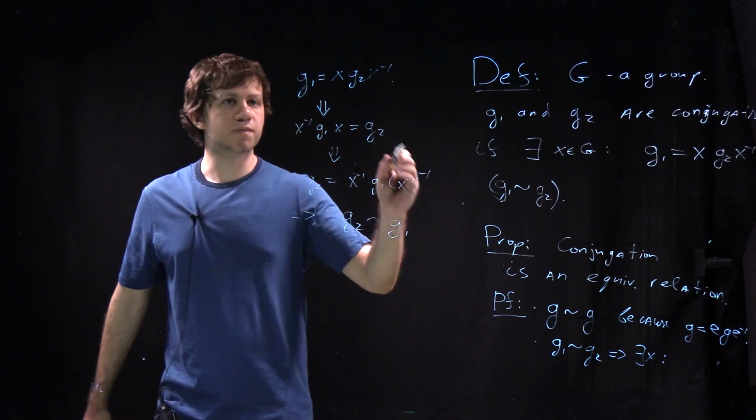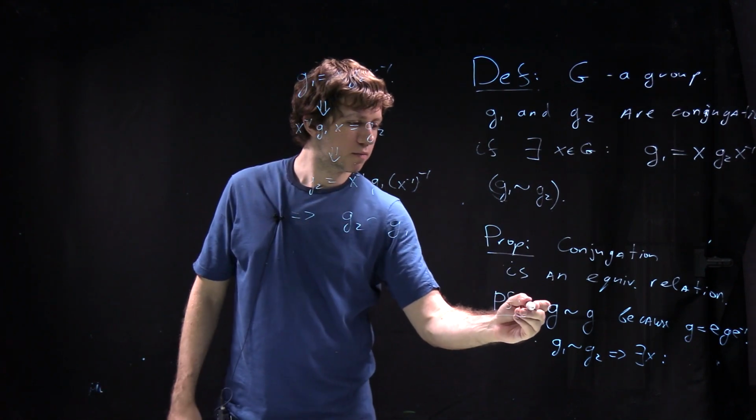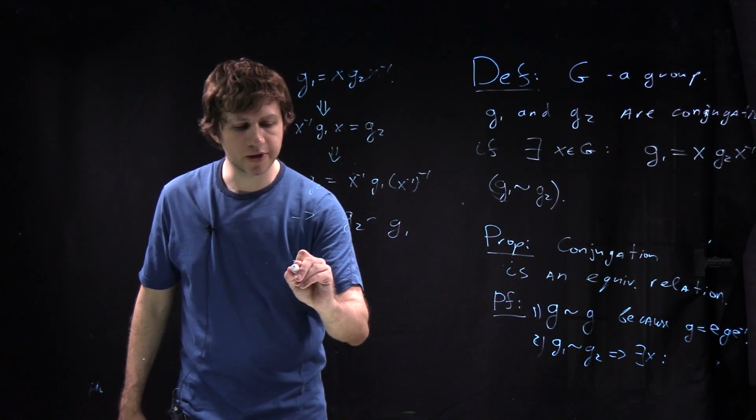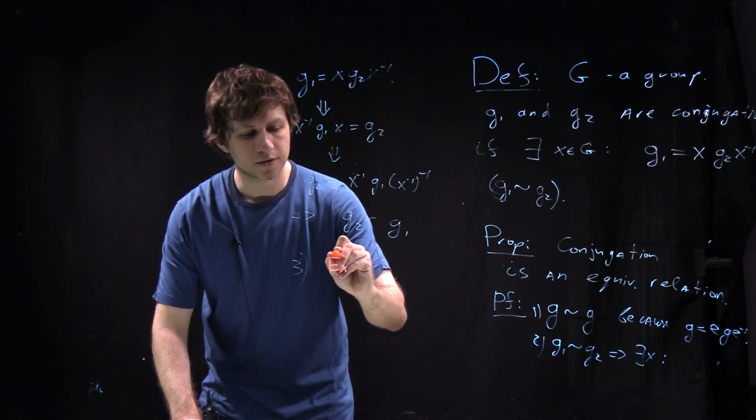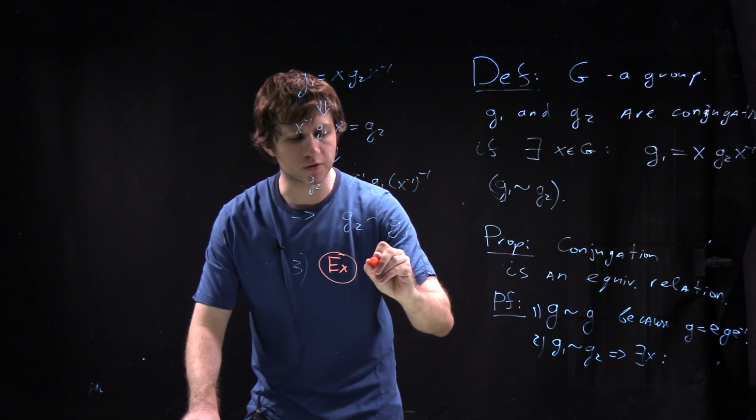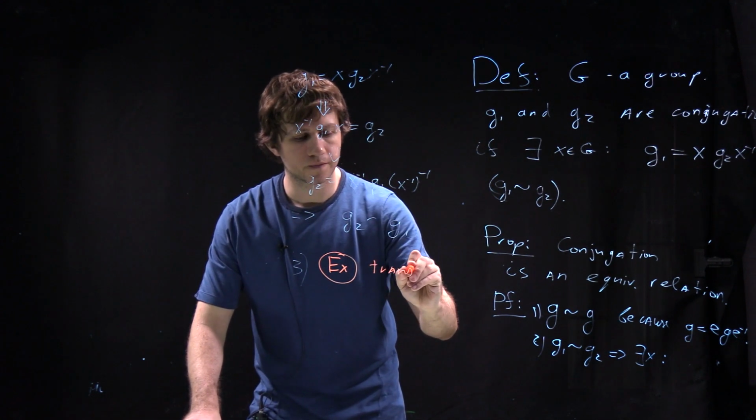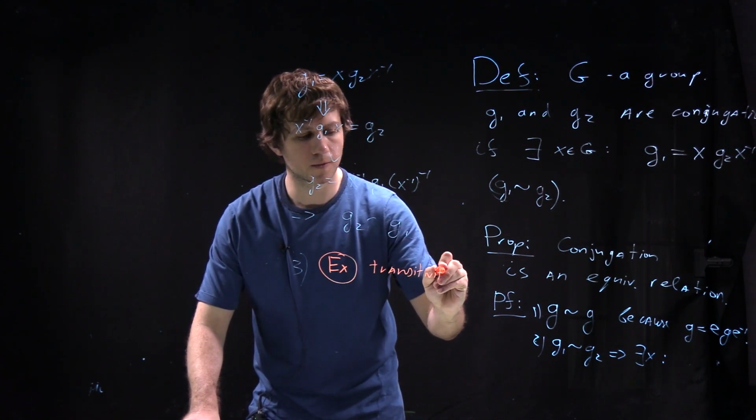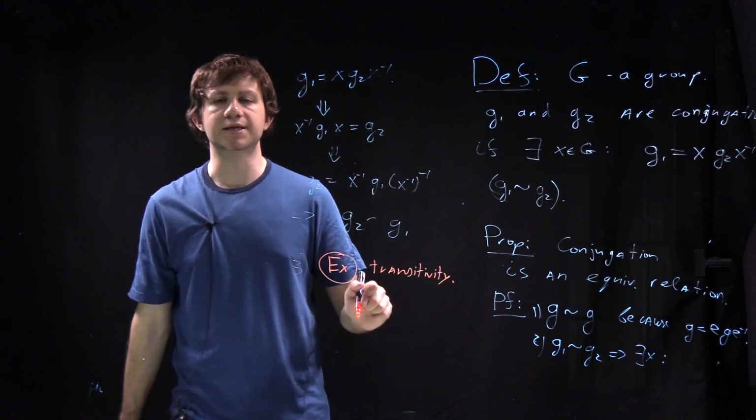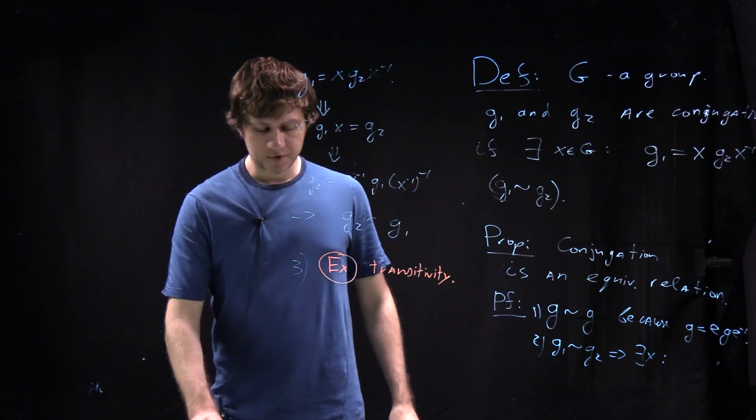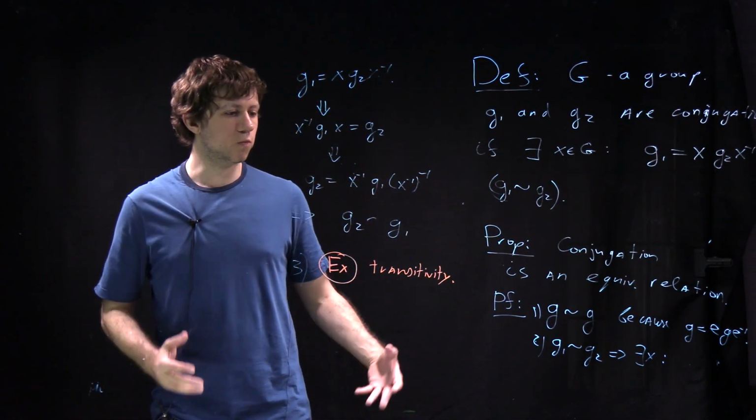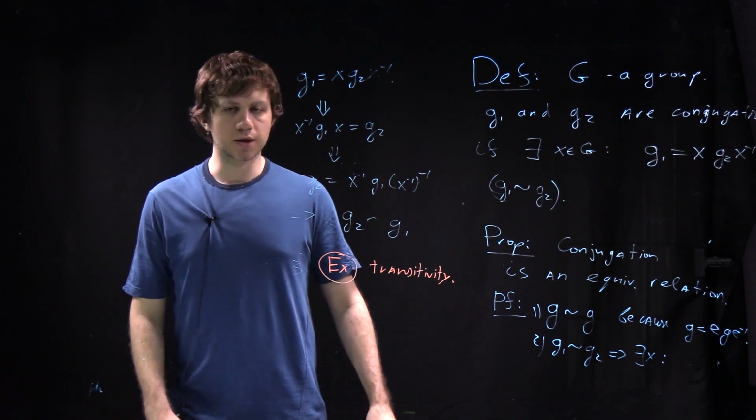And finally, there is part 3. So this was part 1, part 2, and there's part 3. And part 3 is a very important exercise. This is the part which is called transitivity. So please look at that in some detail. That's very important. Okay, so what is all this for?